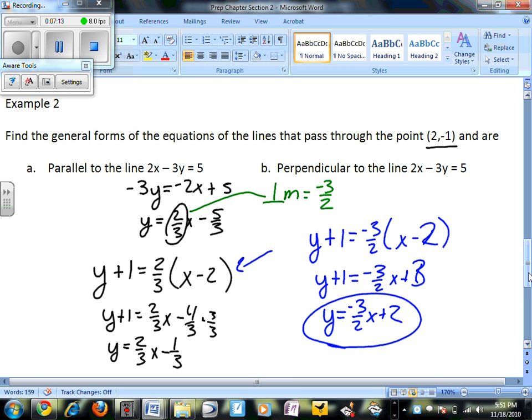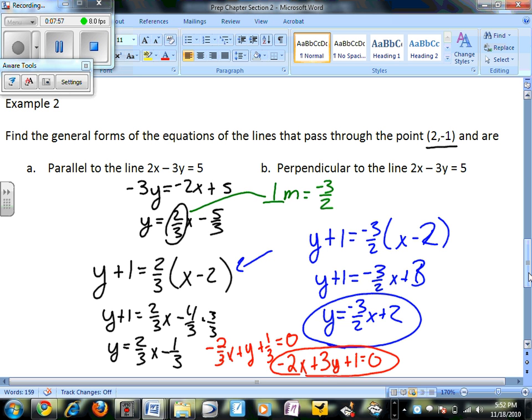And I guess if you read the entire directions, it wants the general form of the equation. In general form, we need to get everything on one side. Also, in general form, they don't like fractions too much. So we're going to bring everything over to one side of the equation. So I'm going to have -2/3 x plus y plus 1/3 equals 0. They don't like fractions, so let's multiply everything by 3. So we'll have -2x plus 3y plus 1 equals 0. That would be the general form of the equation.